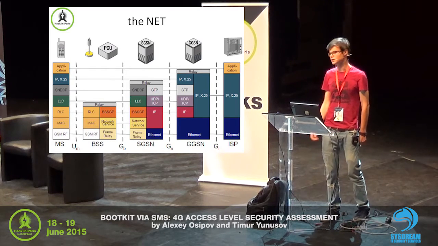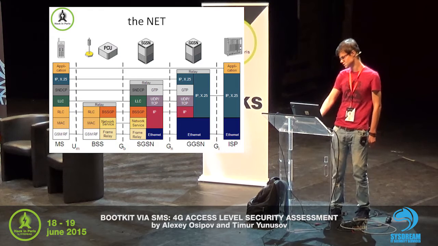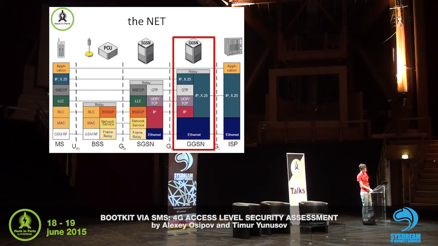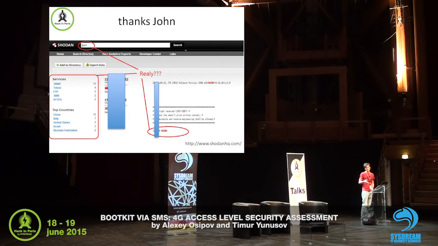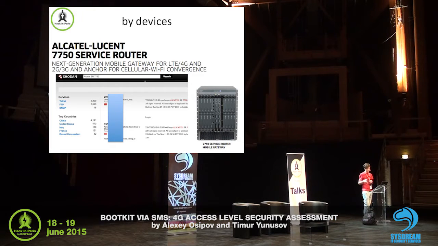We will speak about the IP network, IP access, and about this device, GGSN. GGSN is something like a final point which provides access to the internet from the telecom, and this final point, which views the internet, can also be accessed from the internet, and they are. If you look in Shodan for words like GGSN or GGSN model names like Alcatel-Lucent, you can find really many devices which can be accessed from the internet.